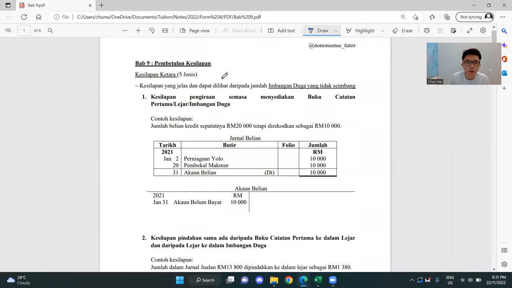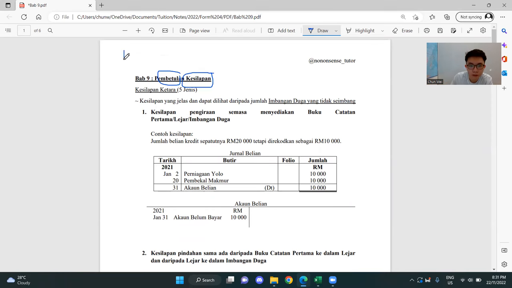So now we are in chapter 9, bab 9, Pembetulan Kesilapan, the last chapter in your form 4. In this last chapter, it is all about kesilapan. You have to know what kind of kesilapan, so that kita boleh betulkan. Betul means to correct the mistake. In bab 8 is called pelarasan.